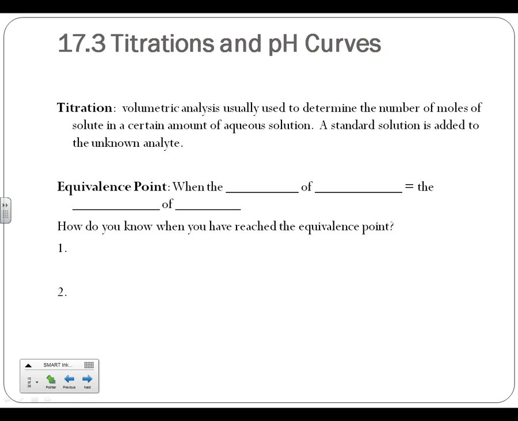So how do we know when we've reached the magical point when we can start doing our calculations and figure out what the concentration is? We need what is known as the equivalence point. And the equivalence point means that your moles of your acid equals your moles of your base.